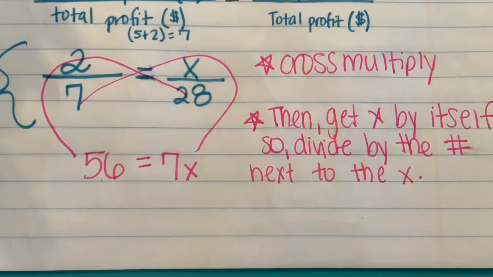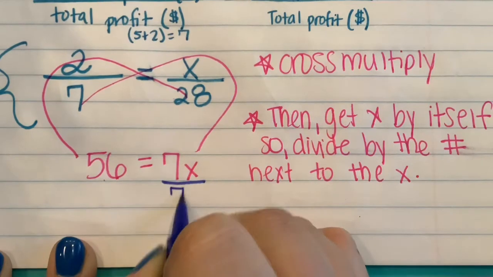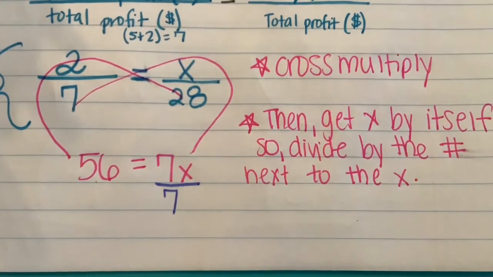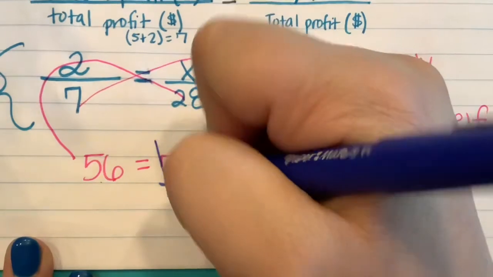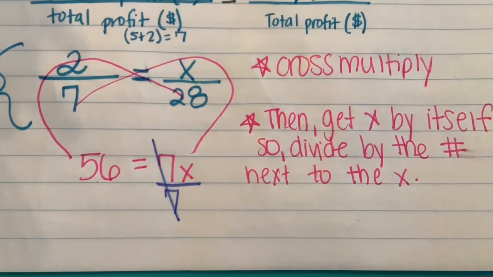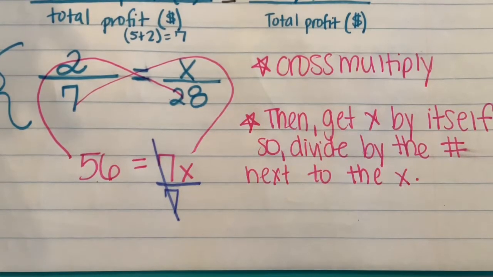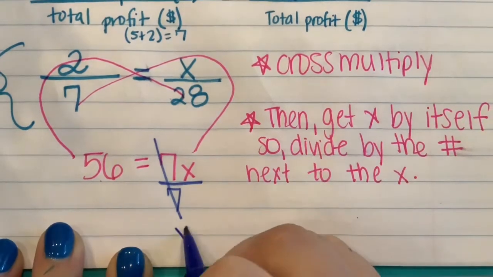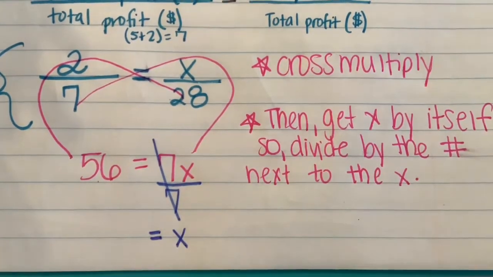All right, now I'm going to show my division. So I'm dividing by the number next to the x, which is a 7. Now, why am I doing that? I want to get x by itself. And so I need to divide by the number next to the x so that I can get this to cancel out. Because 7 divided by 7 is 1. So on this side of my equal sign, I'm just left with an x.